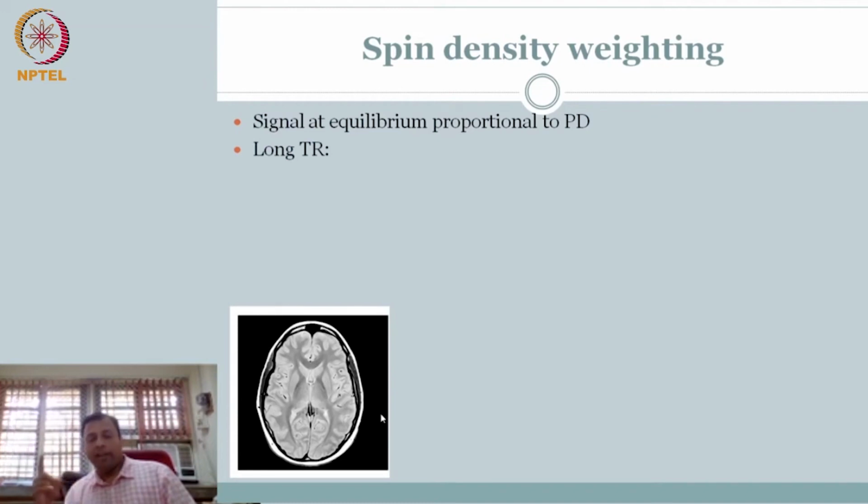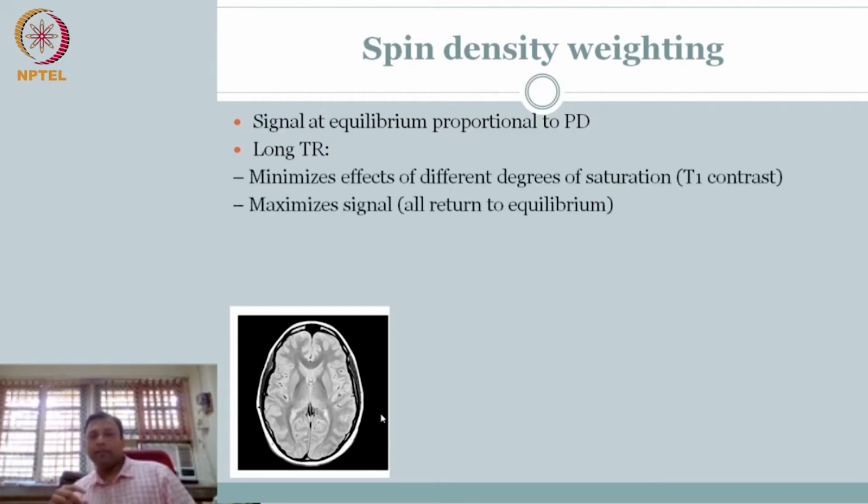How can I do that? I can wait with a long TR. TR is time to repeat. When I do that, what happens? If I wait for a long time, even if each tissue has different T1 properties, I have waited long enough that even the weakest one, the one that takes the most time to come to equilibrium, has now come to saturation. So I don't have the effect of different T1, or the T1 contrast is minimized. Okay, so everything comes back.